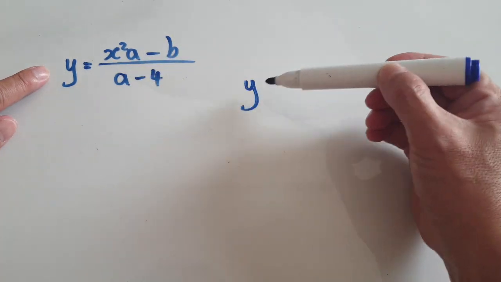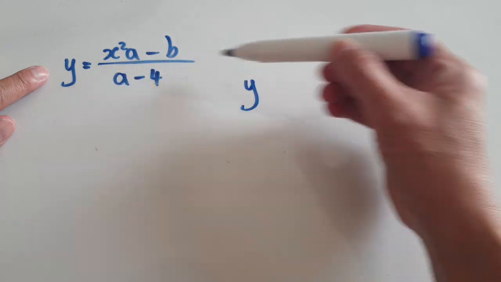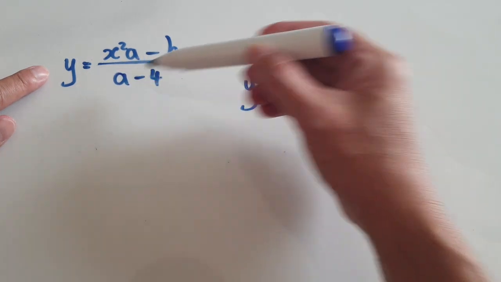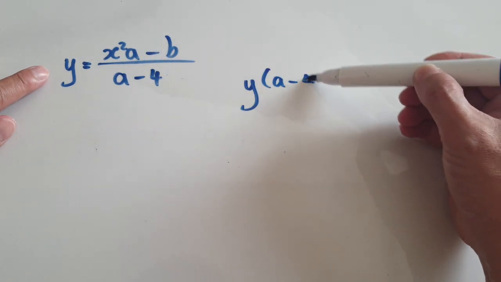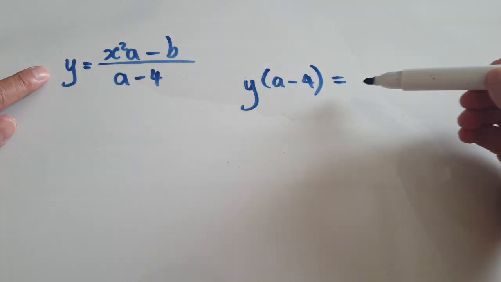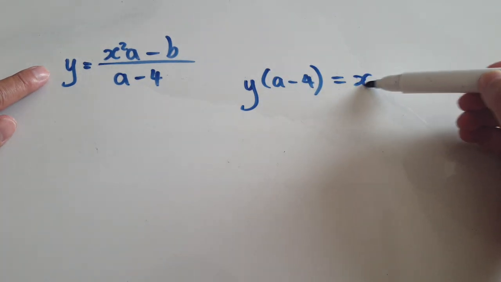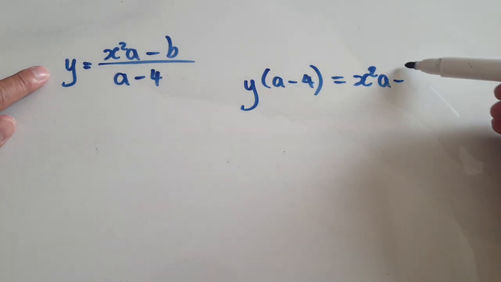So you take the y down. Remember, this here is a bubble. So when you multiply it, it will look like this. And then equals, what's left is the numerator. So that will then give you this.